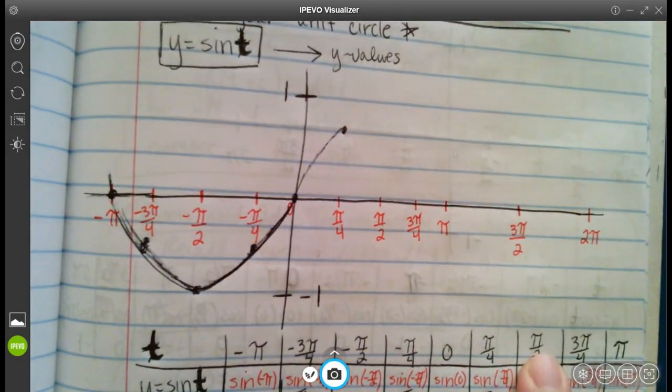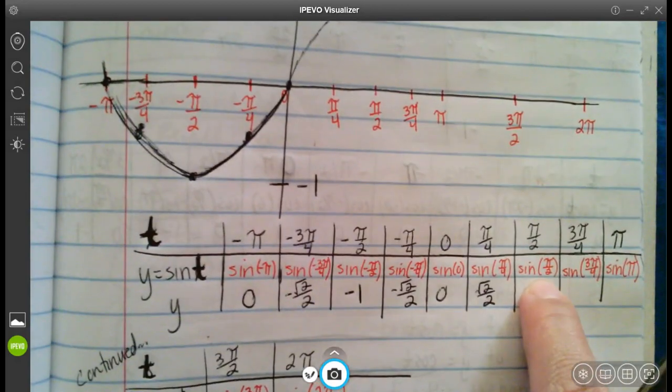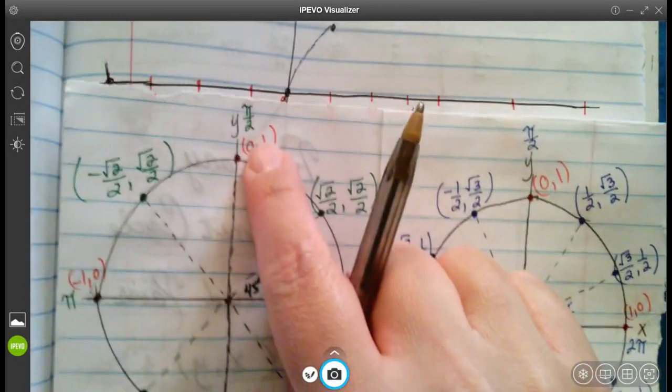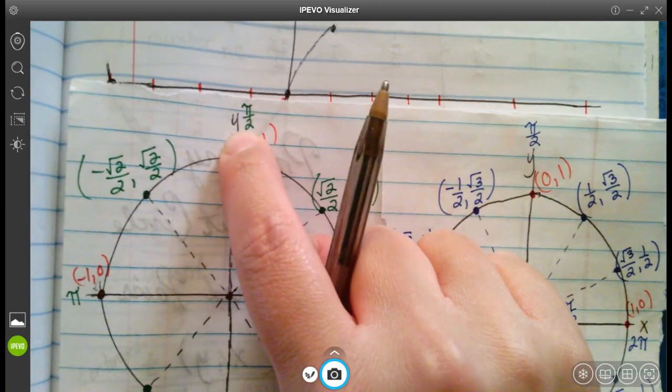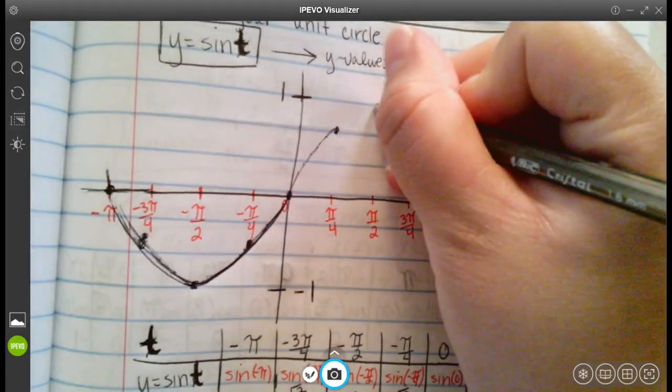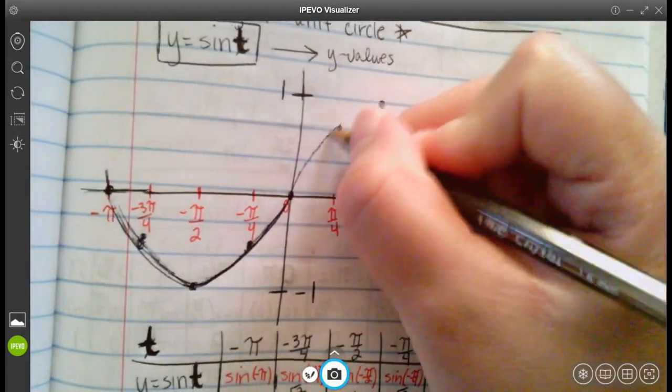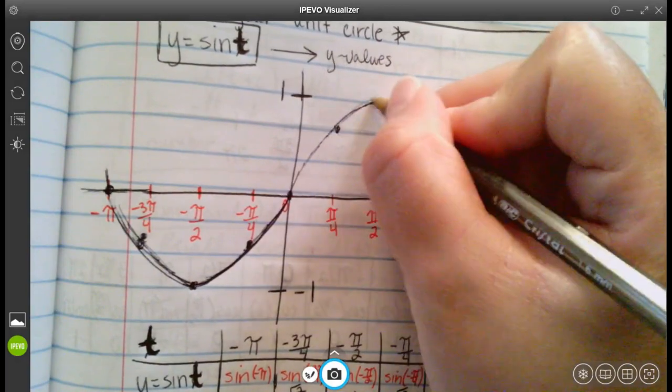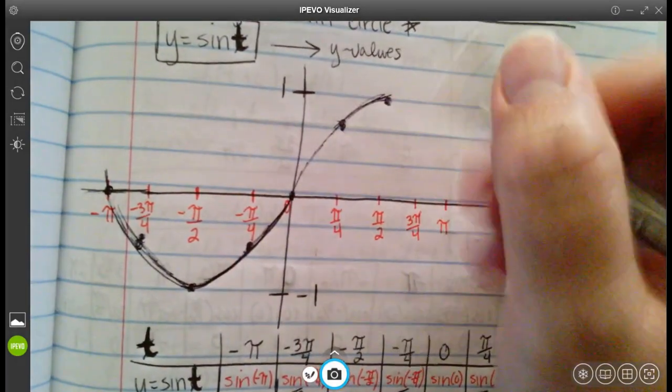Okay, sine of pi halves. So now I'm going to go to my pi halves, which is right here. And the y value is 1. So this one's going to be 1. And there is my 1. Okay, so that looks a little bit better than the other side.